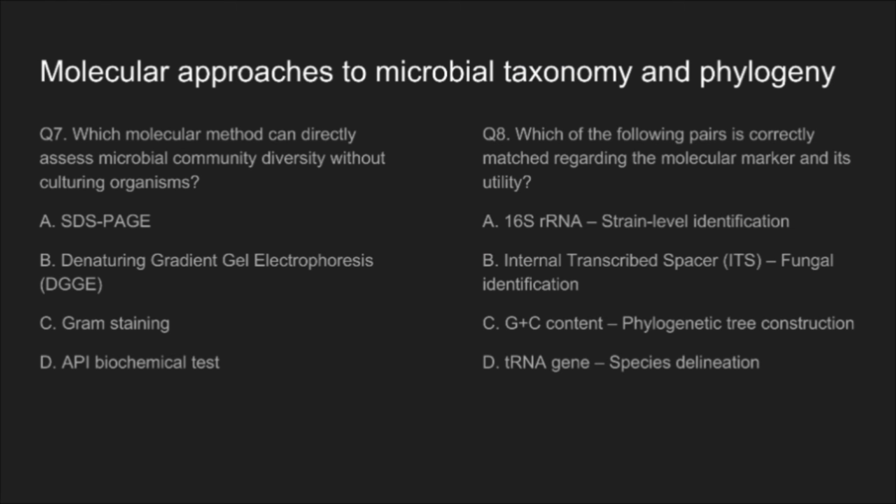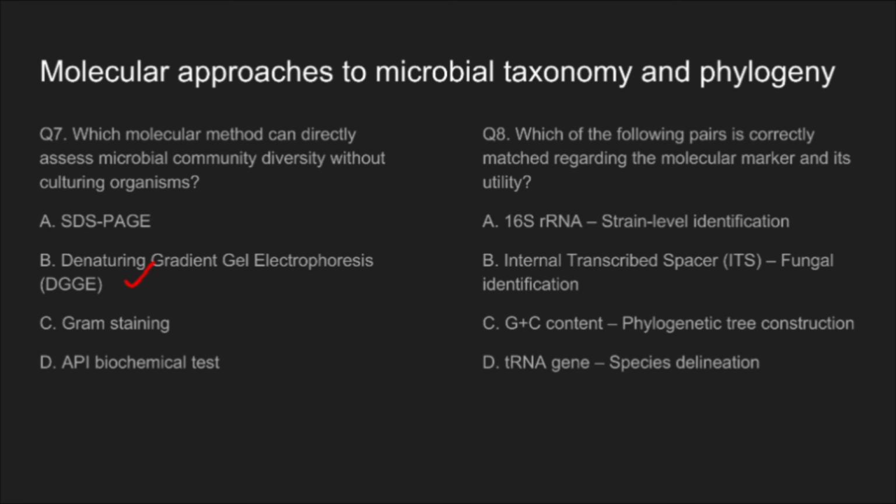Now question 7. Which molecular method can directly access microbial community diversity without culturing organisms? Options are A. SDS-PAGE, B. denaturing gradient gel electrophoresis, that is DGGE. Option C is gram staining, D is API biochemical test. The correct answer for this question is option B. Denaturing gradient gel electrophoresis.